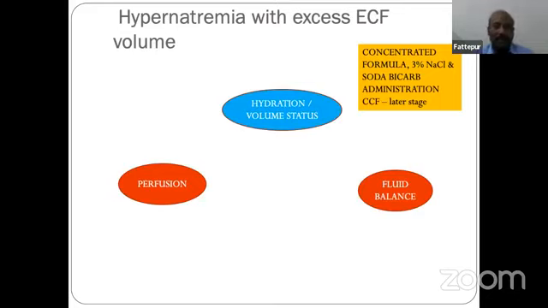The other one is the Fenton charts, which are multicentric and much more validated than other charts. You can use the Fenton charts, or the other option is the Indian charts.